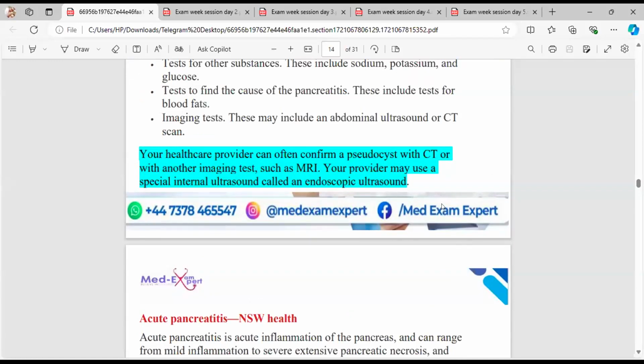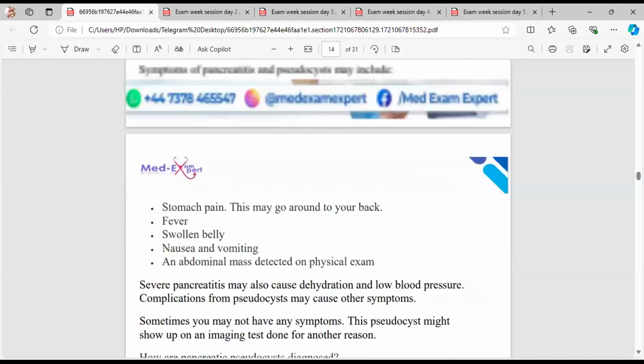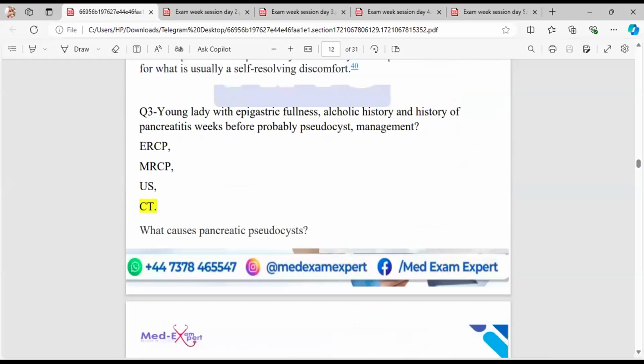So in our question, they give the history of alcohol and the history of pancreatitis. So we can say that maybe, probably cirrhosis. This is according to the recaller. I'm also saying that maybe this is the alcoholic history and history of pancreatitis, so maybe this is cirrhosis, and for that we will do the CT, not the ultrasound. It is confirmed from our explanation.